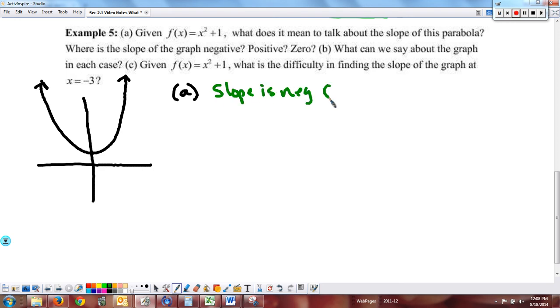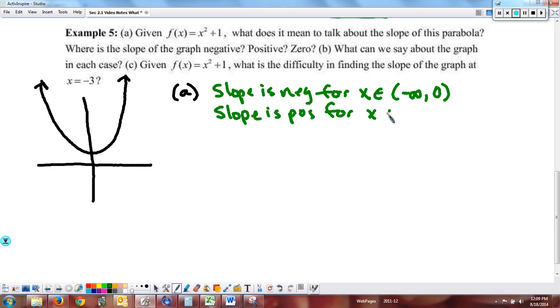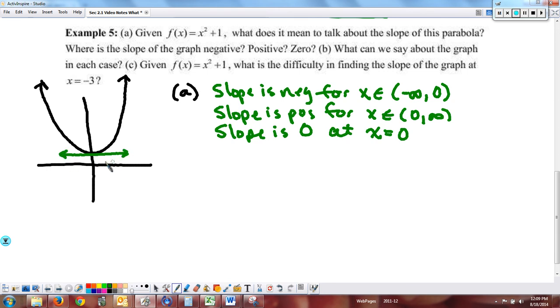So I would say that the slope is negative for your x values between negative infinity and 0, your slope is positive for your x values between 0 and infinity, and your slope is 0 at x equal to 0, which is where the tangent line kisses the curve and you have a horizontal line. When you're over on this side, your tangent lines will have negative slope coming down. When you're on this side of your parabola, your slopes will be positive, or rising. So we have falling, horizontal, and then rising.